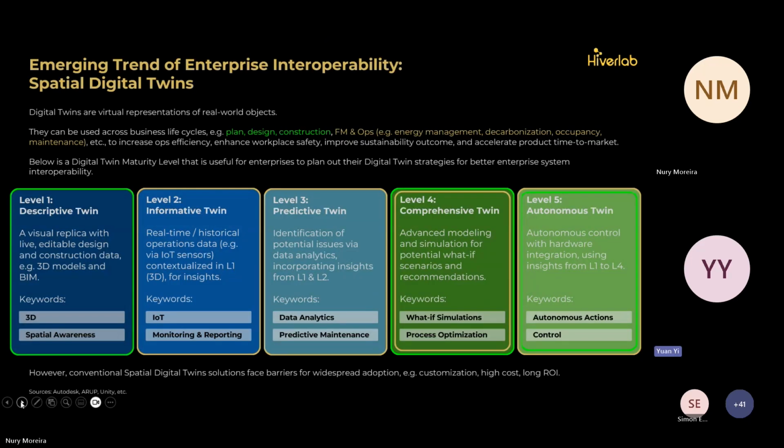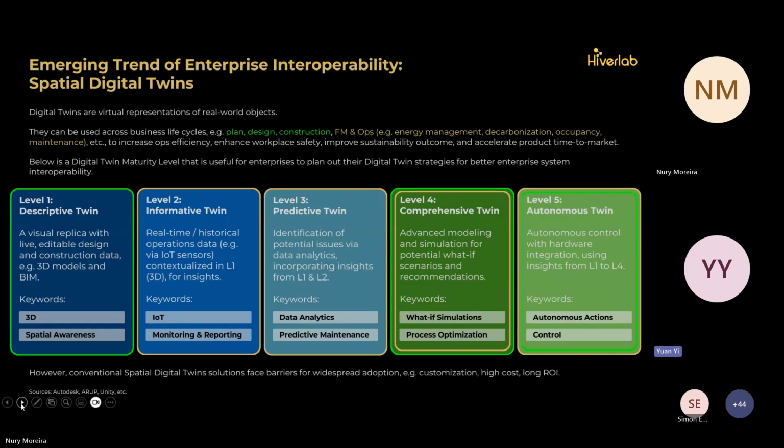Thank you. So, a quick recap of what spatial digital twins are. Spatial digital twins are virtual representations of real-world objects. Generally speaking, what you are seeing on the screen right now is a very common framework that a lot of companies have been referring to. There are 5 levels of spatial digital twins. The first level is the 3D replica creation of the spatial digital twins. And the second level is contextualizing real-time or historical data into the 3D space.